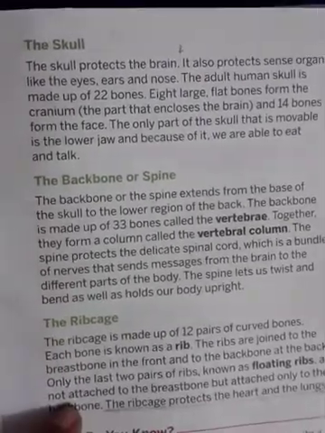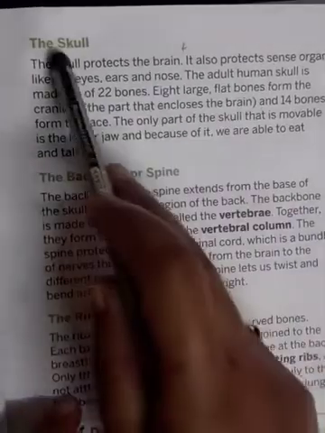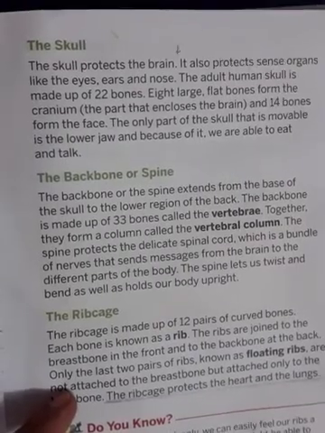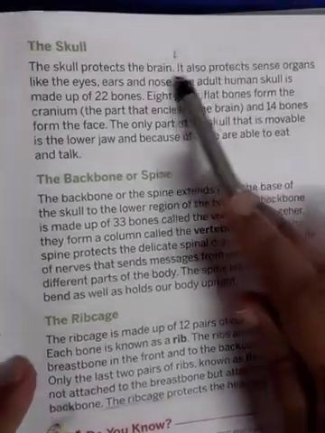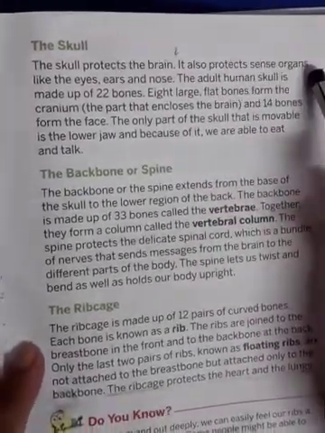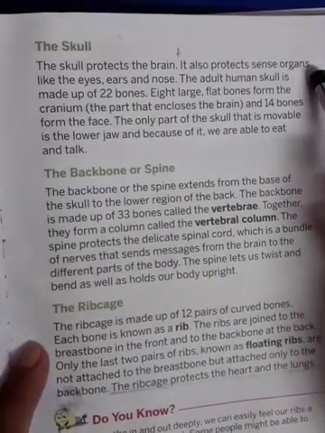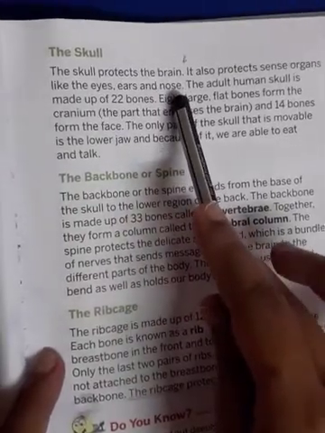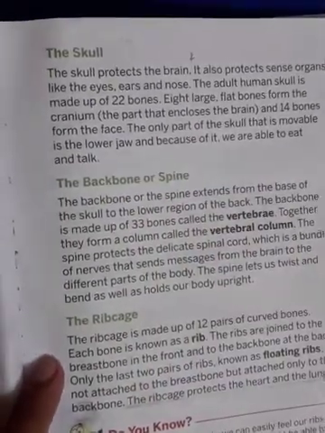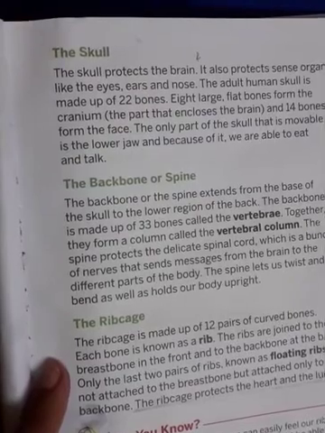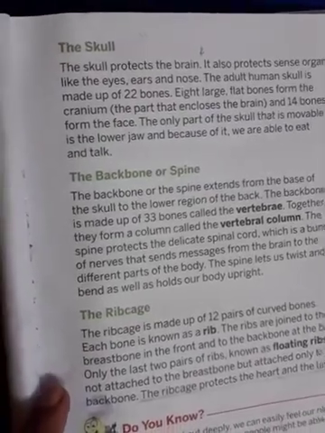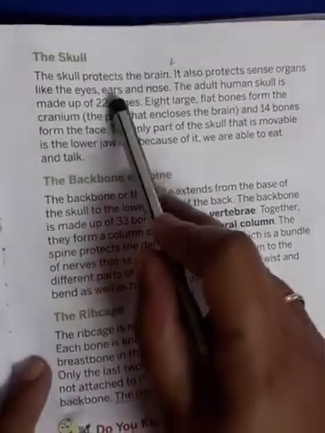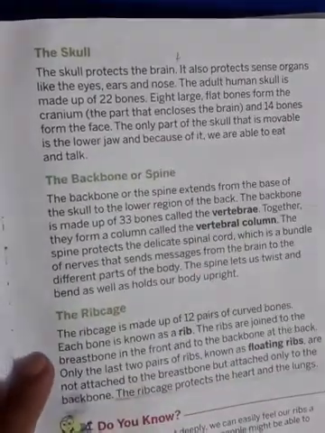The skull. The skull protects the brain, and it also protects sense organs like the eyes, ears and nose. So the skull protects the brain and the three sense organs: eyes, ears and nose.